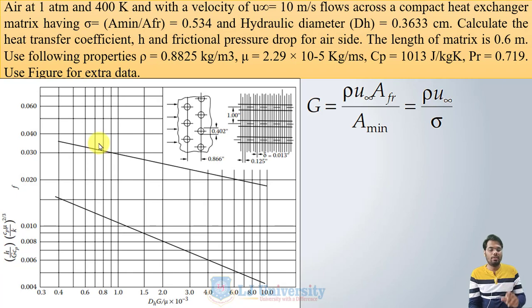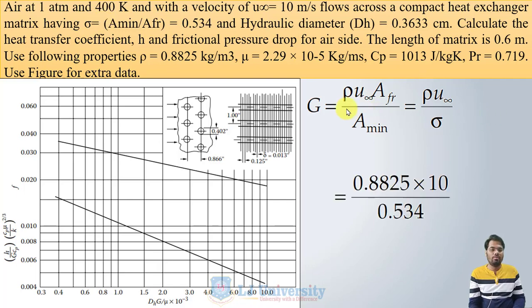So our first step is to find the value of the Reynolds number. To find it, we want to find the value of G. The values of d_h and mu are already given in the question. The value of G can be found by using the equation we discussed in our previous lecture, that G, the flux velocity, is rho into U infinity times A frontal divided by A minimum. A minimum divided by A frontal is denoted by sigma, which is 0.534.